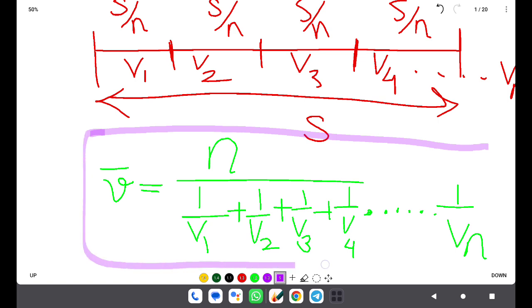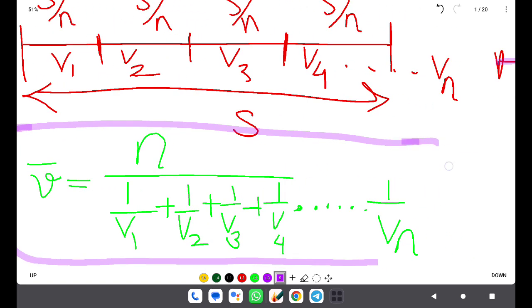So in this video we discussed average velocity in detail. From the concepts we have discussed, like Galileo's law and other things, we will do questions in the upcoming videos.